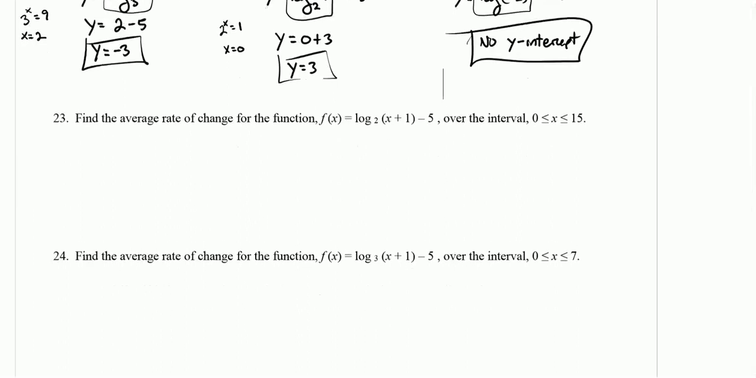Or to find the average rate of change for this function over a given interval. Average rate of change is a slope, and we're given two values. These are our x values when x is 0 and when x is 15. And so our slope is our change in y over change in x, so I'm going to say f of 15 minus f of 0 over 15 minus 0.